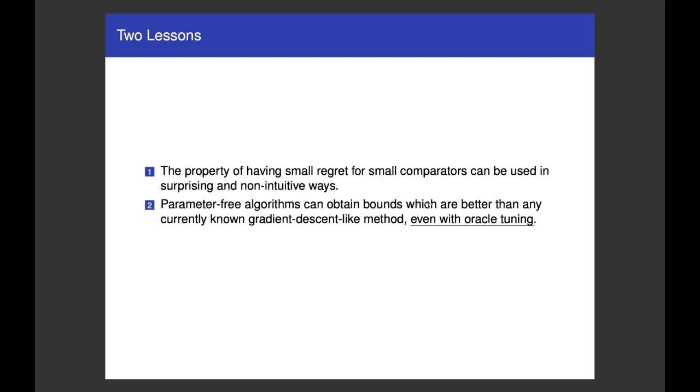Okay, so what are the two lessons behind this recursive optimizer? The first is that having small regret for small comparators can be used in really surprising and non-intuitive ways, right? We found some problem where the comparator we were looking for, beta star, was small, and that enabled us to get some very interesting gains.